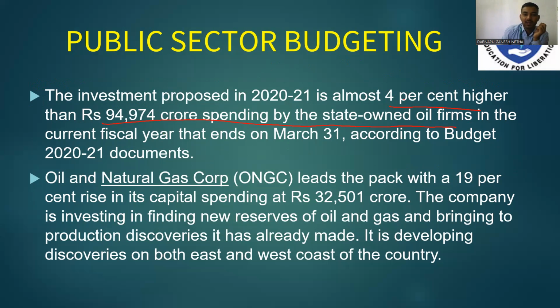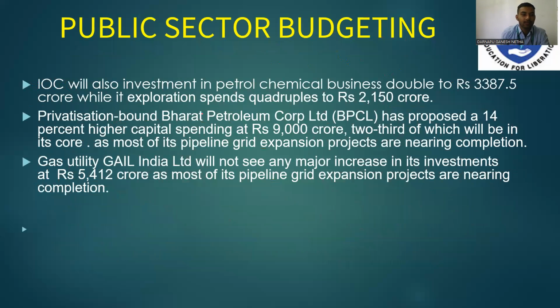Current financial year ends according to the budget 2020. Oil and Natural Gas Corporation, ONGC, leads the pack at 9.90% in the capital spending of 32 crore. The company is investing in finding new reserves of oil and gas, and bringing to production discoveries it has already made. It is developing discoveries in both the east and west coast of the country. IOC will also invest in the petrochemical business, double to core.